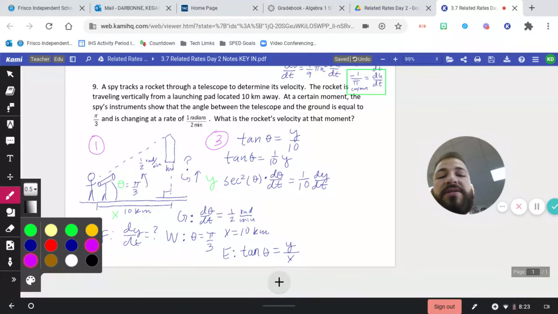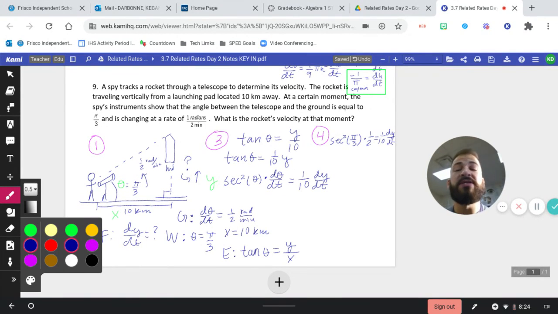Step 4, we plug in everything we know and solve for what we don't know. We don't know dy/dt, so we plug everything in on the left. That's secant squared of pi over 3 times 1/2 equals 1/10 dy/dt. Secant of pi over 3 is the reciprocal of cosine. Cosine of pi over 3 is 1/2, so secant of pi over 3 is 2. So this would be 2 squared times 1/2.